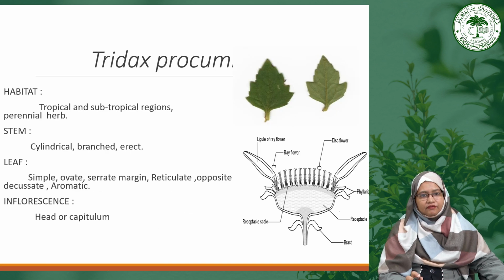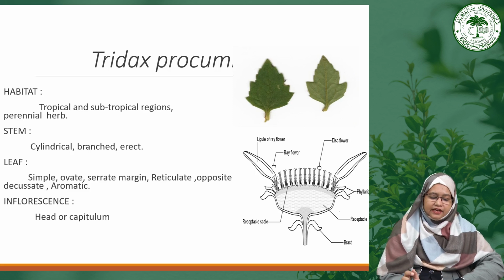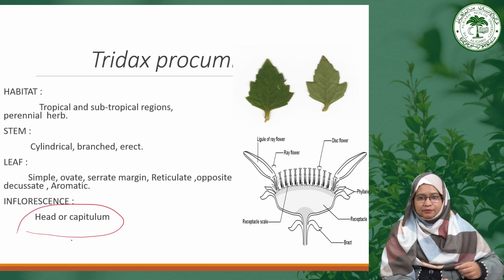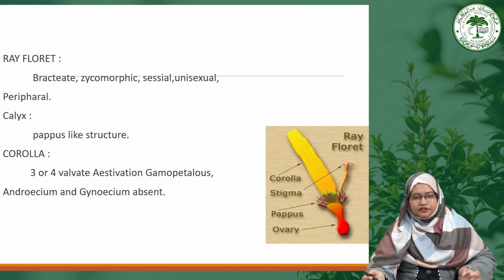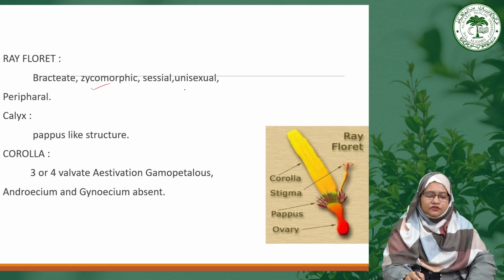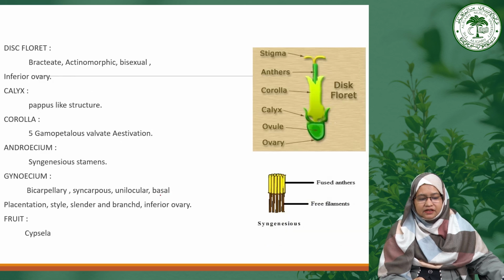This was the most common wild plant of the Asteraceae family and it shows all the characteristics of the family. Like you can see, it has an inflorescence that is a head or capitulum. You can see the leaves are simple, ovate with serrate margins. They generally have an alternate arrangement. Then flowers are of two types, ray floret and disc floret. Ray floret is bracteate, zygomorphic, unisexual, and calyx is pappus-like. Corolla is 3 to 4 and estivation is gamopetalous.